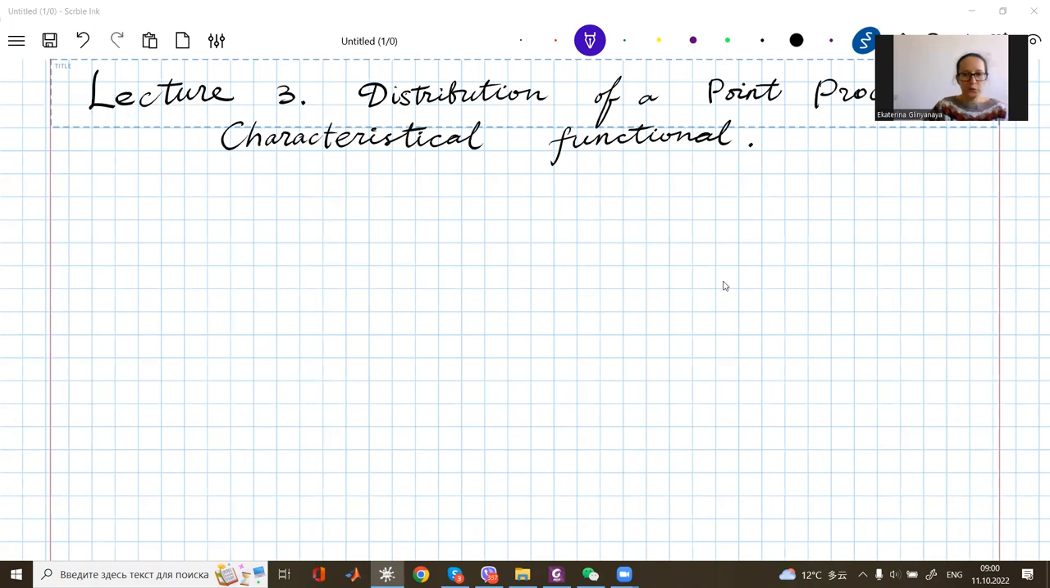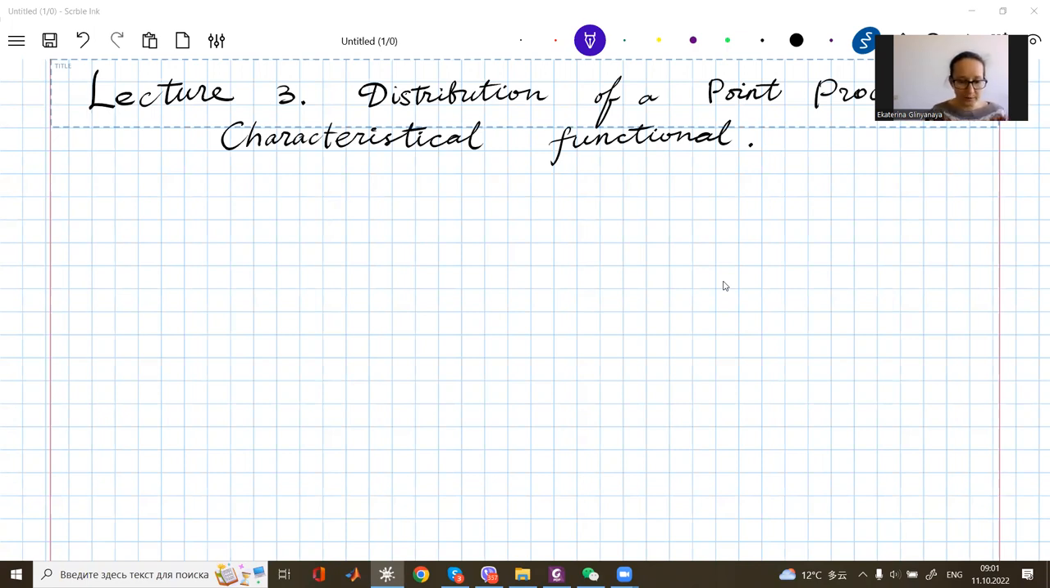So on today's lecture, we will continue some basic definitions and basic concepts of point processes. Today we will talk about how we can define a distribution of a point process, and we will consider a statement that will show us how we can guarantee that two processes have the same distribution.